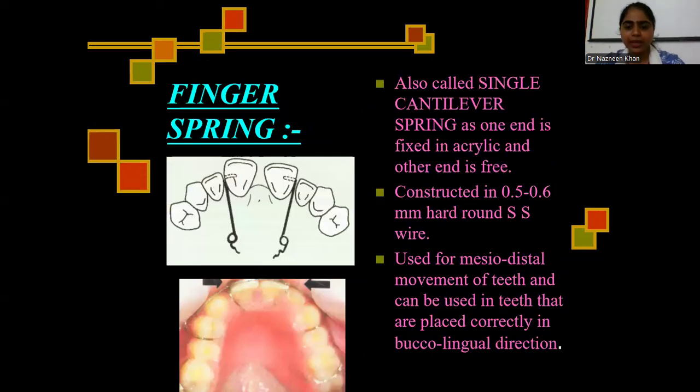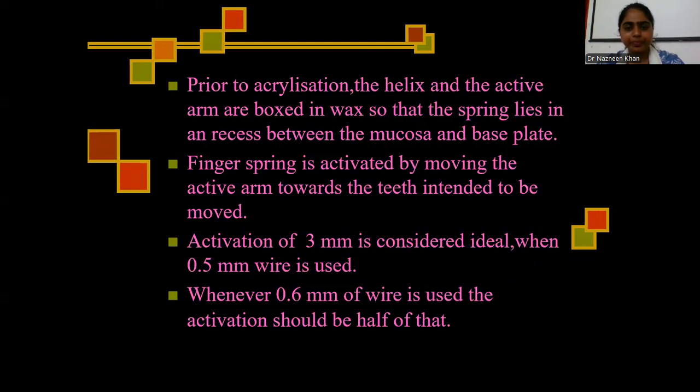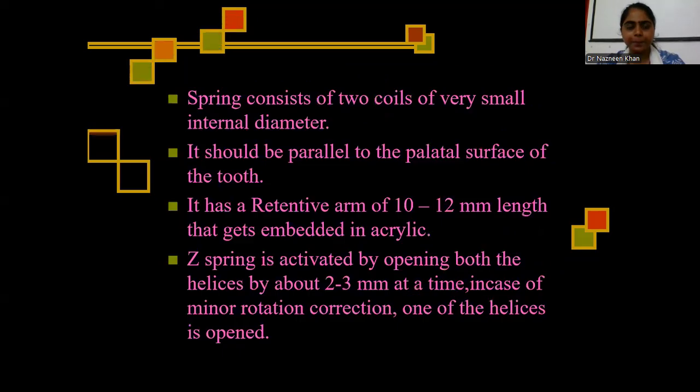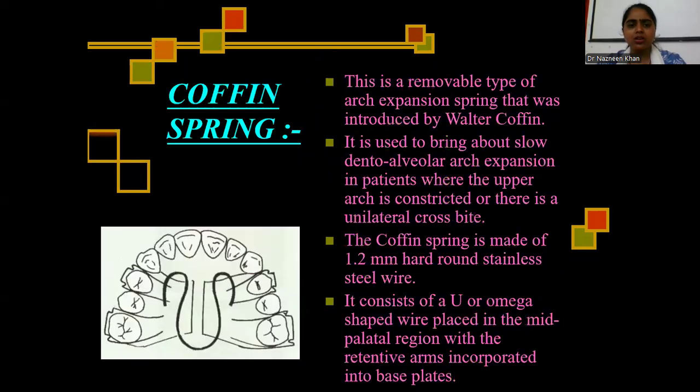These are the finger springs. Z spring, double cantilever spring, also known as a double cantilever spring. T spring is not used in patients because of the severity of its disadvantages.